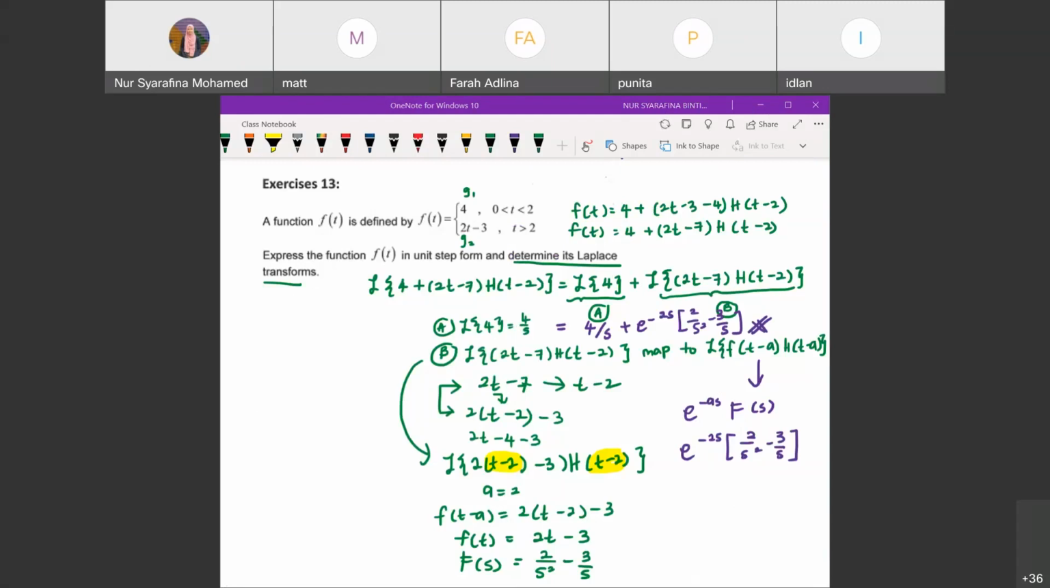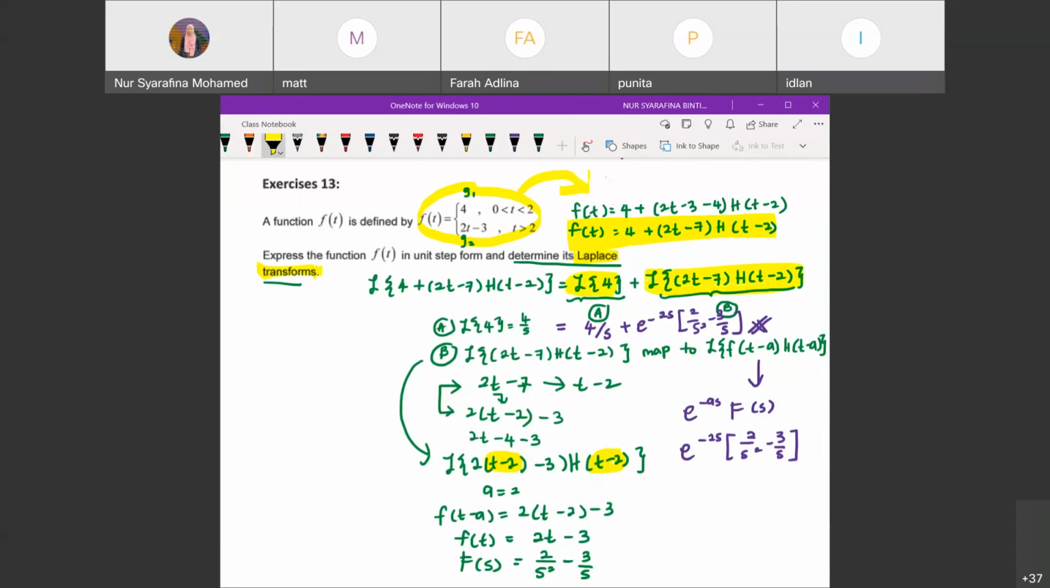Okay, any question? First, what we did here is convert this step function to unit step function. Okay, so this is your unit step function. Now you want to transform, Laplace transform of this unit step function. And this unit step function has 4 plus 2t minus 7 h t minus 2. So by linearity, you just can separate these two expressions to A and B. So you just transform one by one.